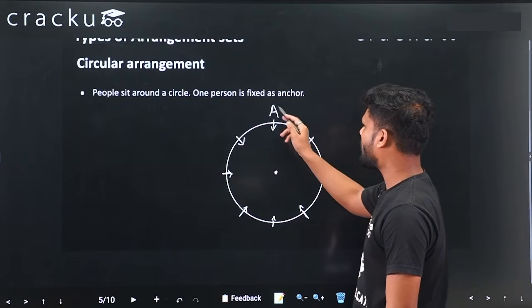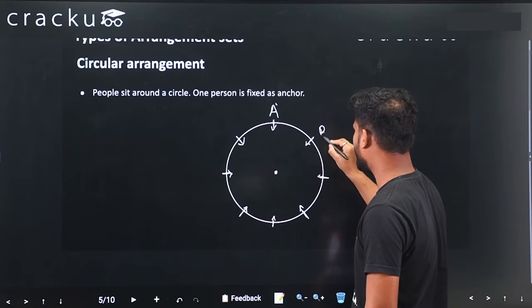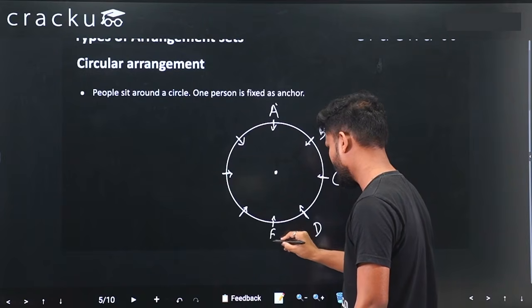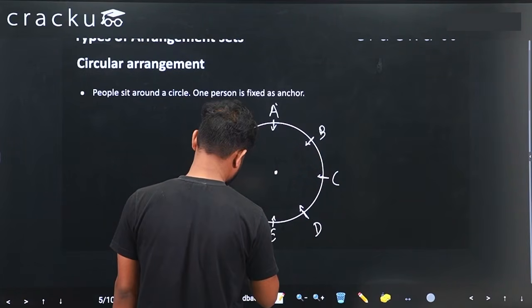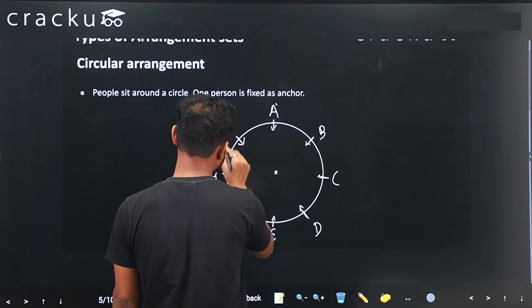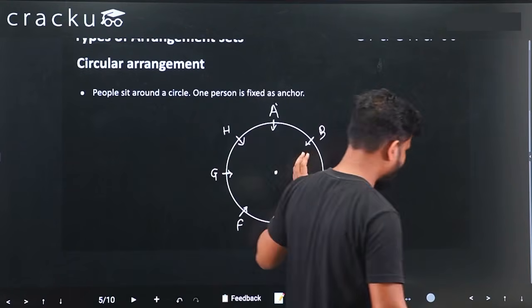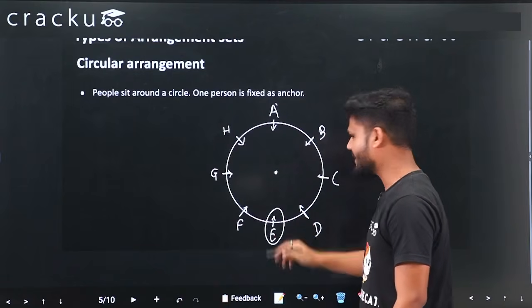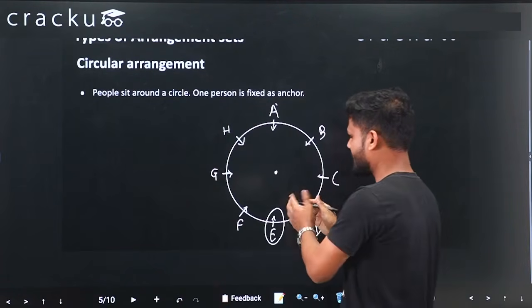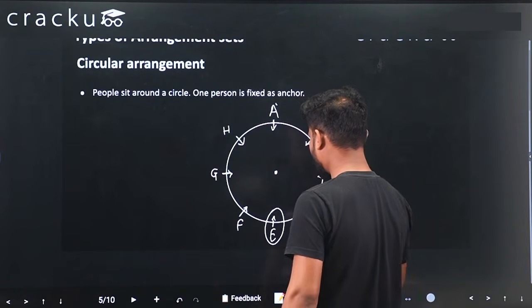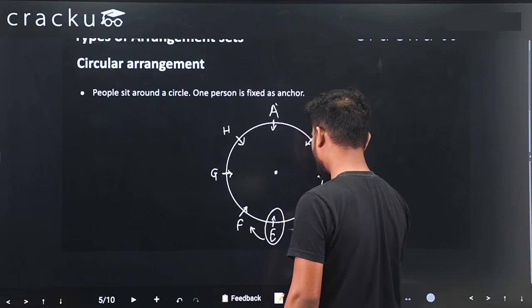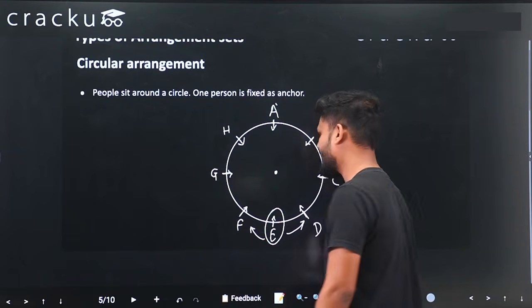Now for this A, I will put B, C, D, E, F, G and H. Let us say 8 people are sitting like this. So look at this E. Imagine yourself, you are sitting here, and what will be your left now? This will be your left direction. What will be your right? This will be your right direction.